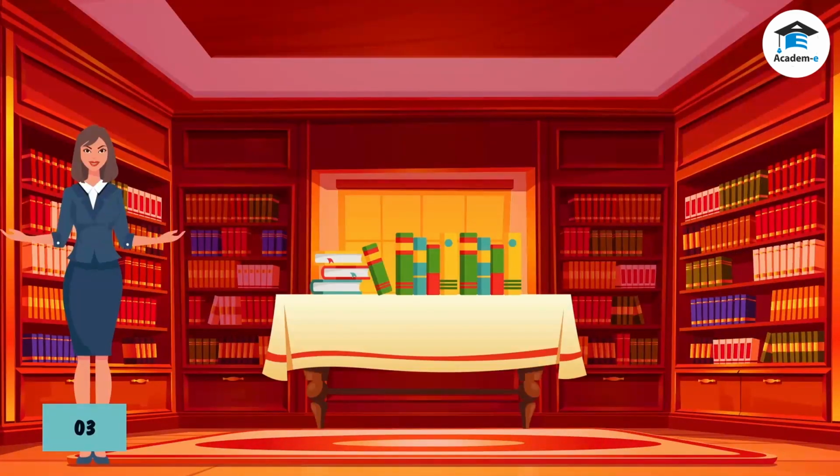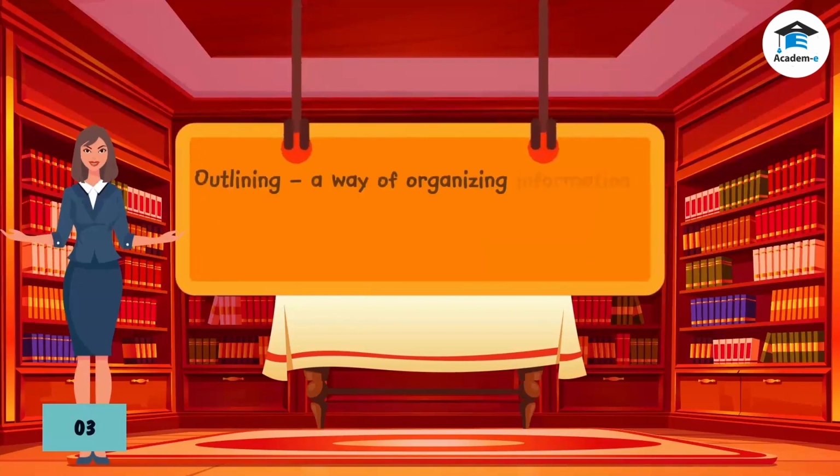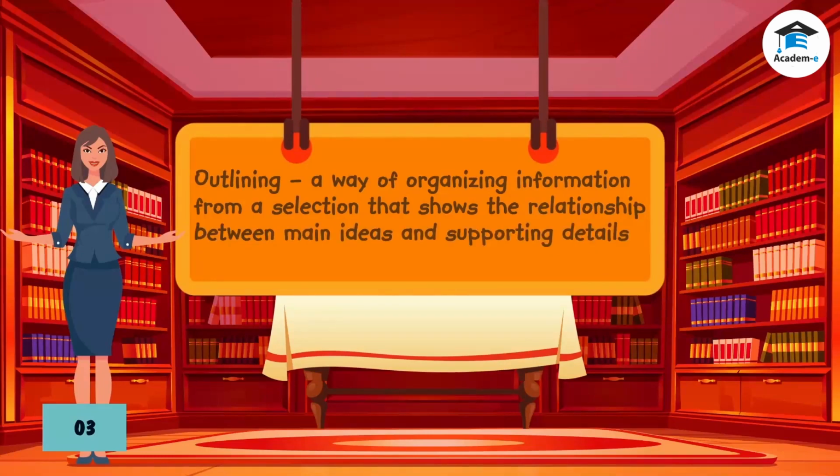One of the ways to help us understand the relationship of details from what we read, or to summarize a paragraph, article or selection, is by making an outline. Outlining is a way of organizing information from a selection that shows the relationship between main ideas and supporting details. Outlining gives a brief account of the main points and helps the reader comprehend the reading material.